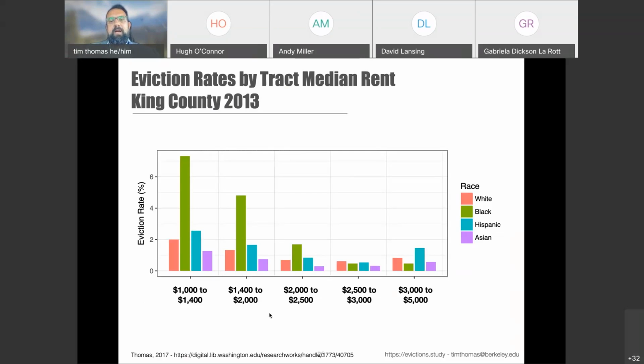But in an area like King County that has such a high level of gentrification, it's causing a lot of displacement of Black households in certain spaces. It's concerning that low income or the most affordable spaces are having the highest risk of forced removal through eviction.